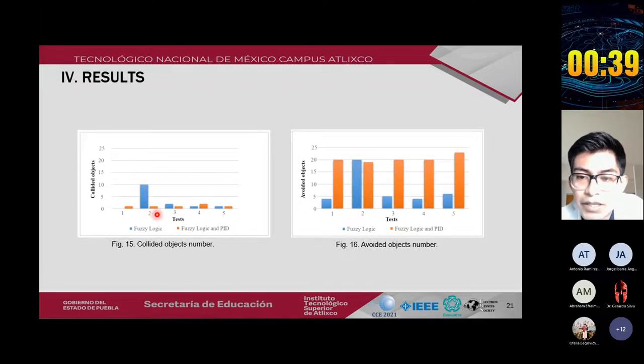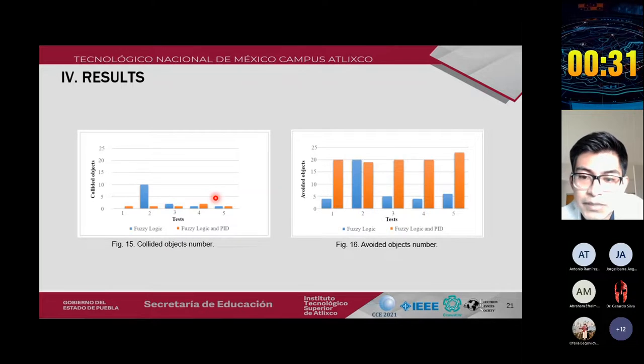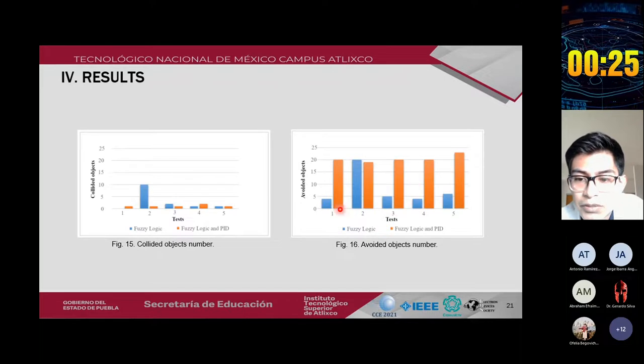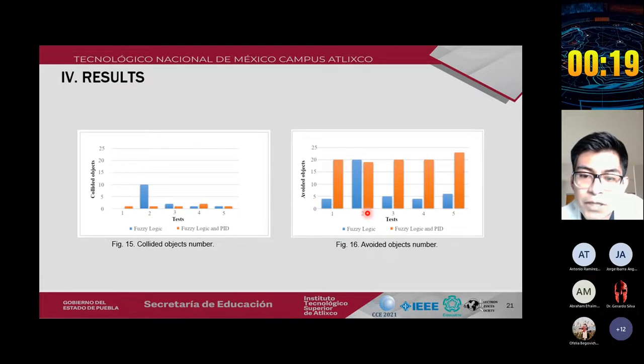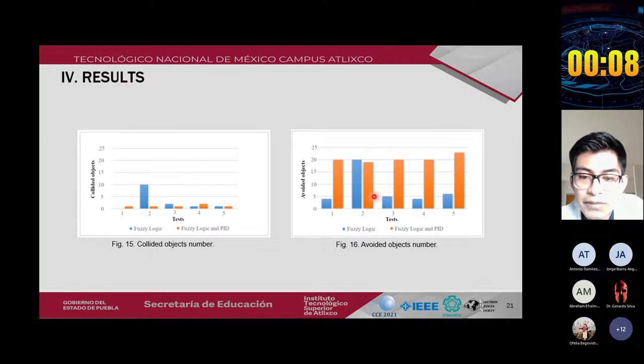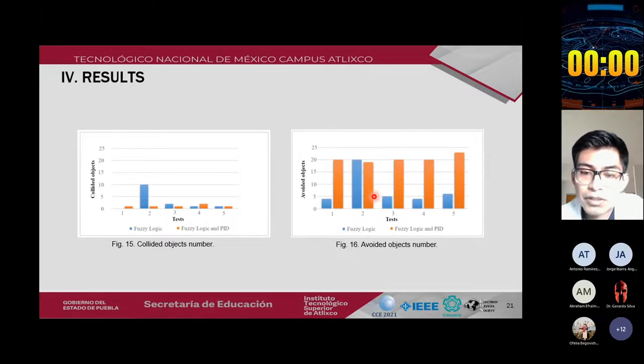In figure 15, it is observed that both systems on average collide with a similar number of objects, and therefore in terms of efficiency, there is no difference. However, according to the data in figure 16, the previous conclusion is invalid because the fuzzy logic system supplemented with a PID controller avoids more obstacles when the robot is moving freely and reactively throughout its environment, while the system of fuzzy logic and on-off control was stuck in one area.